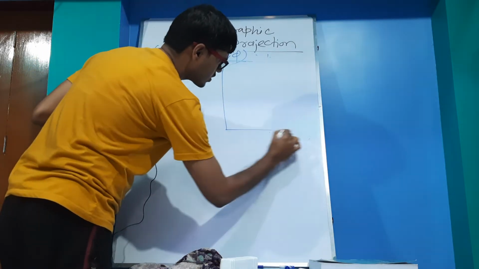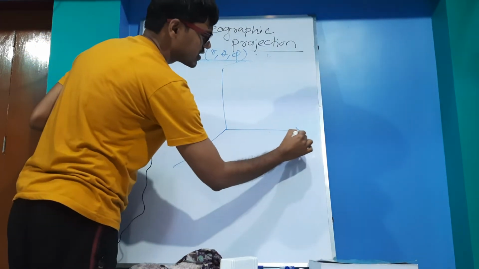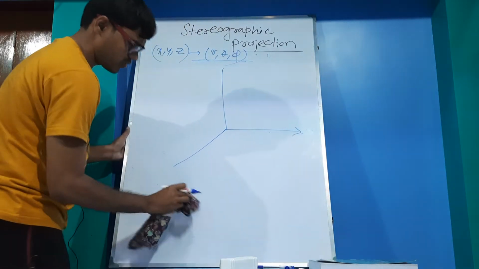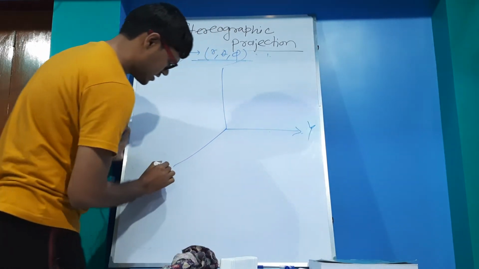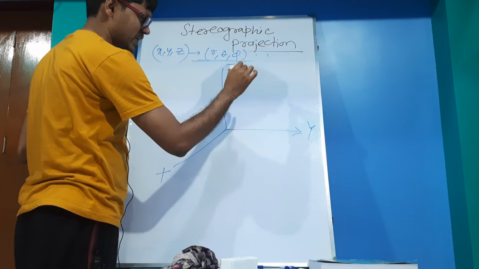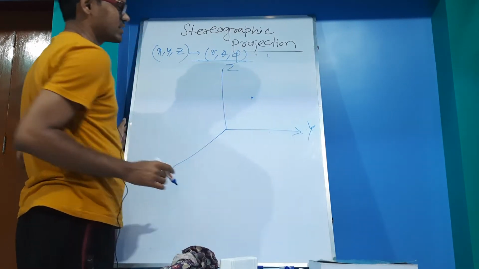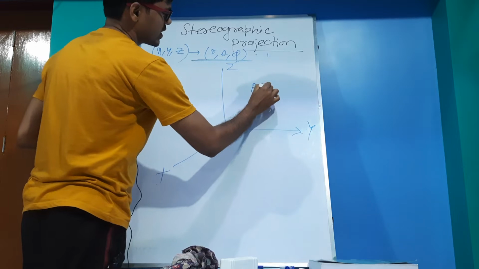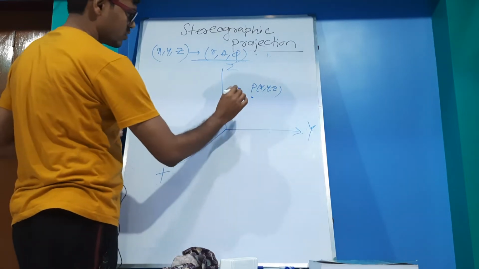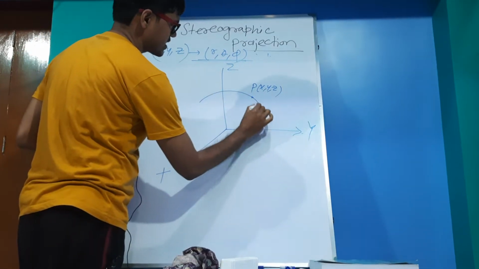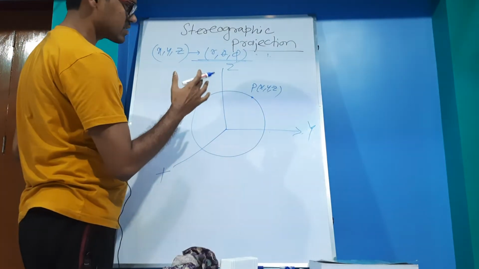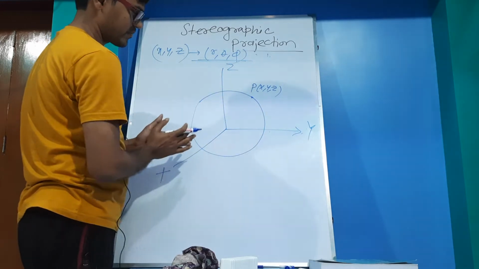So if you draw the traditional three-dimensional system, this is the x-axis, this is the y-axis, and this is the z-axis. Now take a point in the space. Suppose this is a point P with x, y, z as the coordinates. Now take a sphere passing through that point. Now you have to fix this point on that sphere.